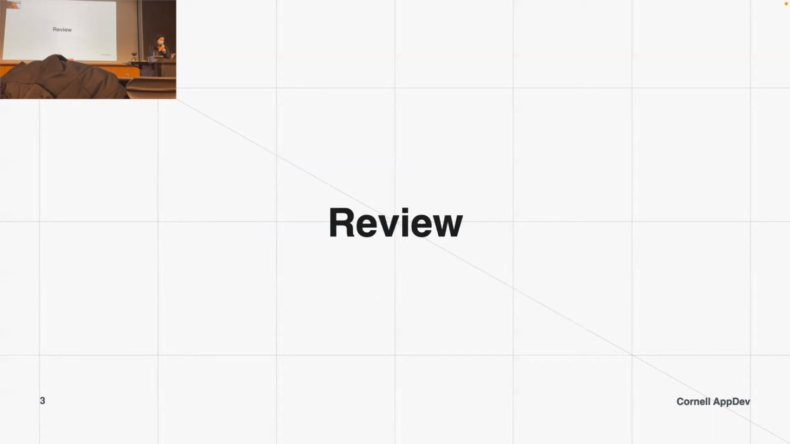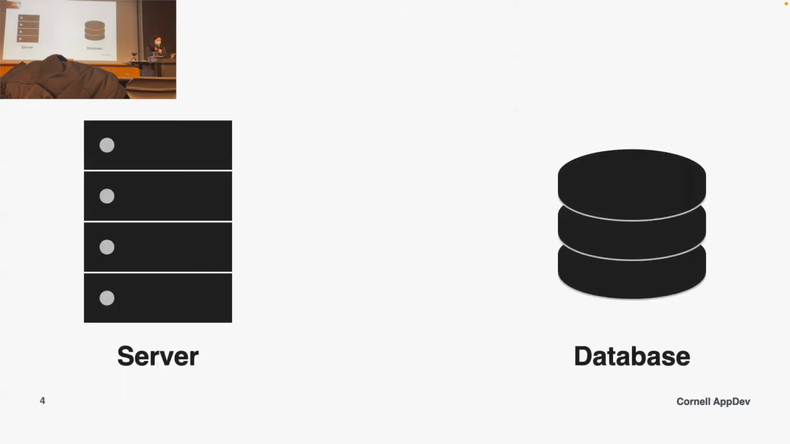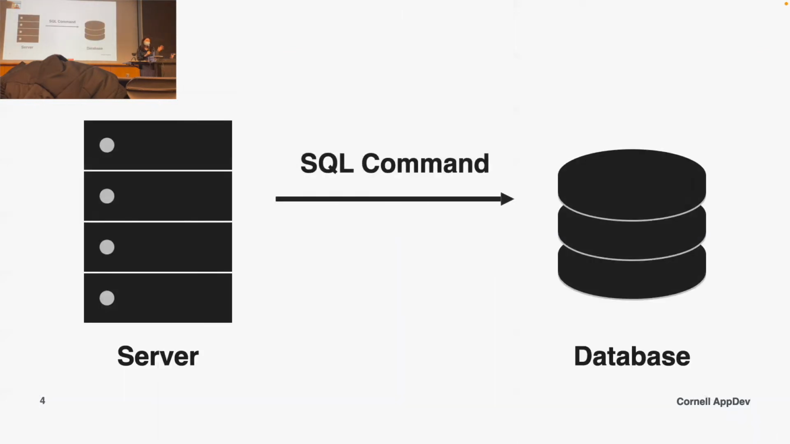So we're just going to go over a quick review of what we learned last time. Last time we learned that you have a server and you have a database. To actually interact with your database, you need to use something called SQL to communicate with the database. You have different SQL commands such as insert, update, delete, select, and that does the database operations you need, and then it returns something back to you in the server.